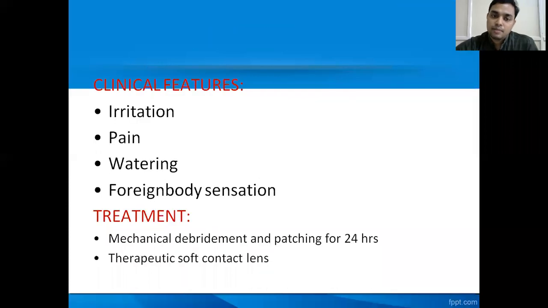So basically, filamentary keratitis is because of the improper healing of the epithelium. Because of the improper healing of the epithelium, there is a formation of tags where one end is attached to the cornea and the other end is freely movable. And treatment is by promoting the healing of the epithelium by mechanical debridement and patching for 24 hours.